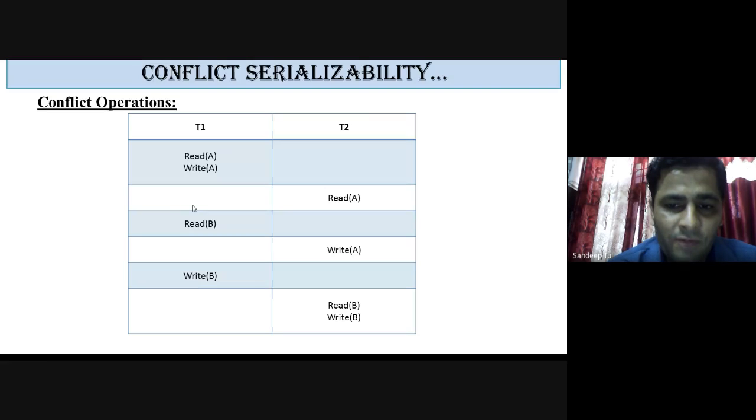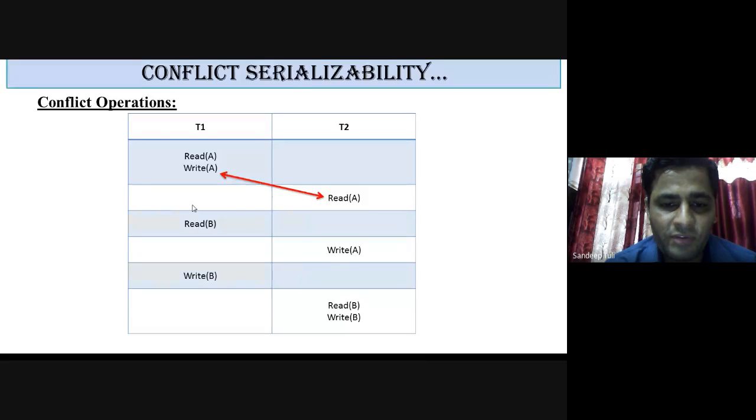What we can do is swap some operations. These operations may be swapped or may not be swapped. We need to identify some swapping of the operations of the different transactions T1 and T2. We cannot swap the operations of the same transaction. So I cannot swap the write A and read B of transaction T1 itself. I can swap only the statements that belong to different transactions.